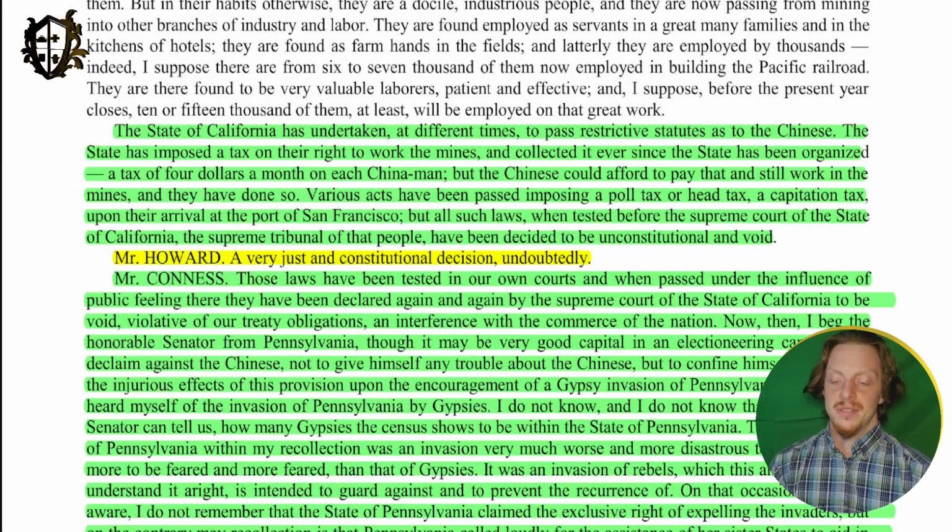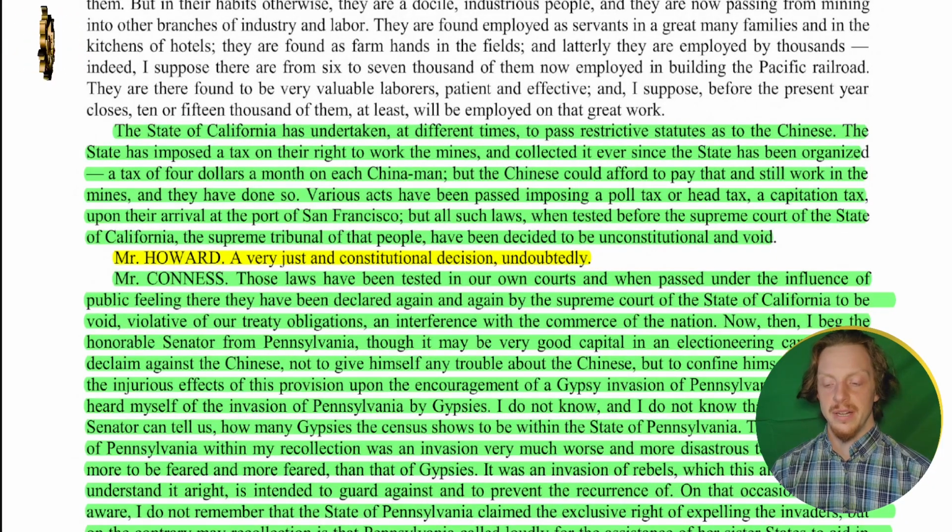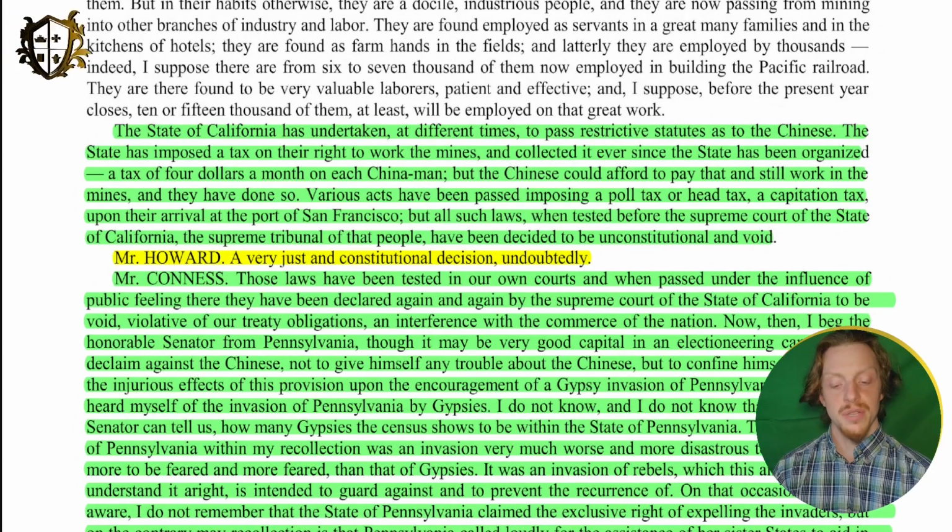Mr. Conness says the state of California has undertaken at different times to pass restrictive statutes as to the Chinese. The state has imposed a tax on their right to work the mines and collected it ever since the state has been organized, a tax of $4 a month on each Chinaman. But the Chinese could afford to pay that and still work in the mines, and they have done so. Various acts have been passed imposing a poll tax or head tax, a capitation tax, upon their arrival at the port of San Francisco. But all such laws, when tested before the Supreme Court of the state of California, the Supreme Tribunal of that people, have been decided to be unconstitutional and void.